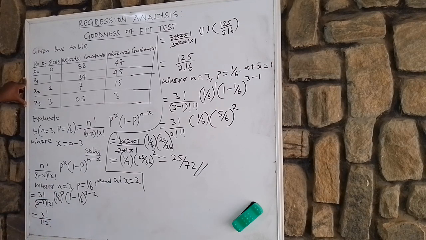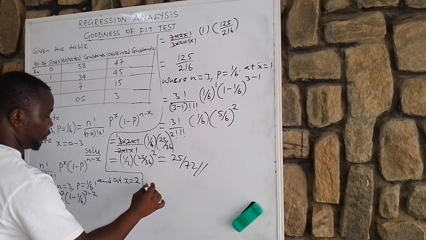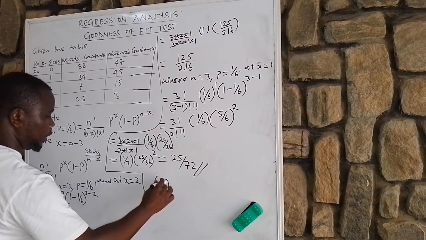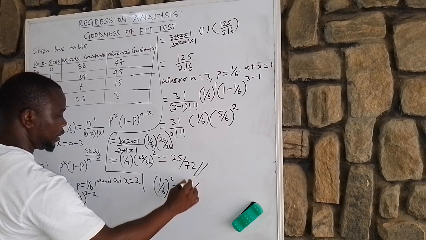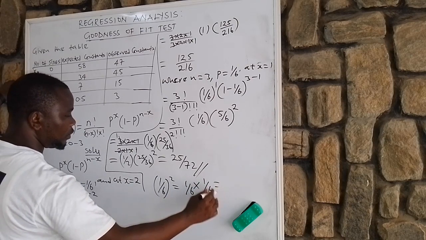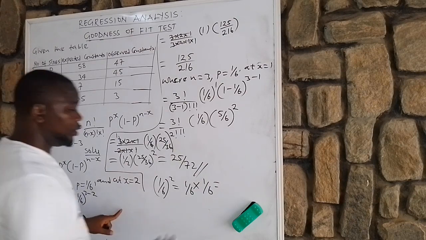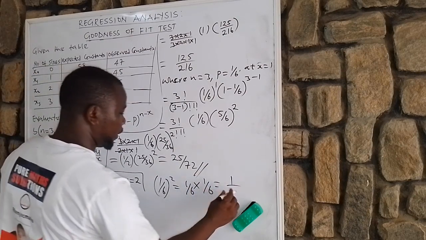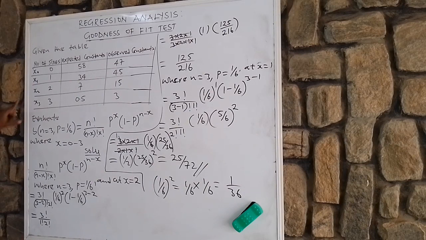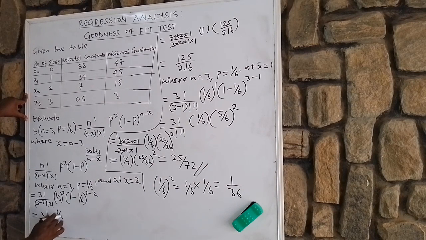Then 1 all over 6 raised to power 2 means 1 all over 6 times 1 all over 6. This is equal to 1 times 1, it's going to give you 1 all over 6 times 6, 36. So here will be 1 all over 36, times, here we're still going to give you the same 5 all over 6. Is that clear? So 5 all over 6, in bracket raised to 3 minus 2 is 1. It's not necessary to write the 1.